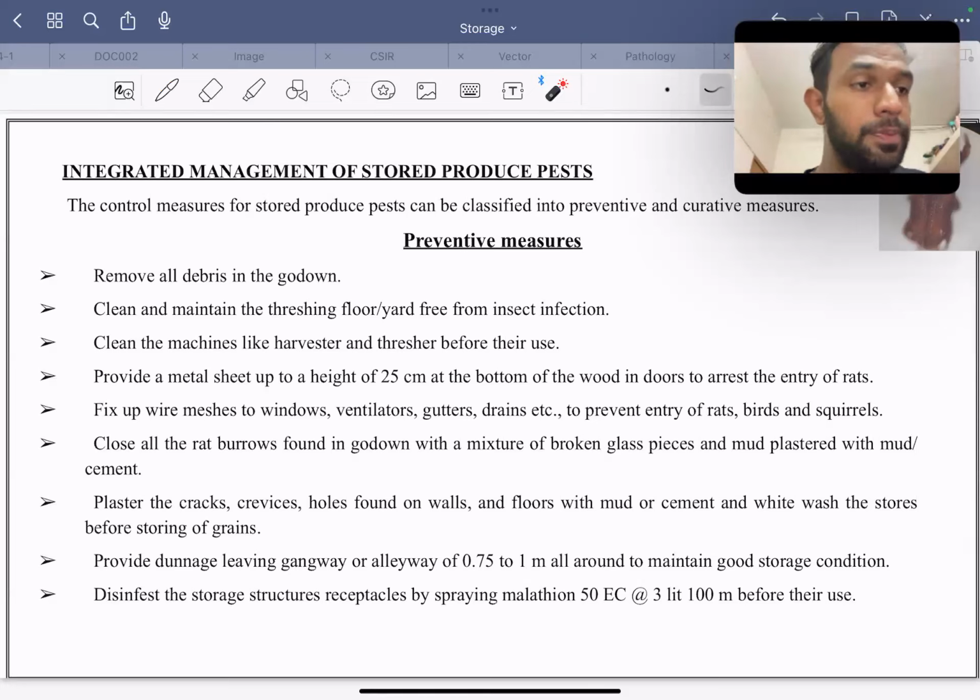Also, you can use Malathion 50 EC at 3 liters per 100 meters before storage. This can be used as a disinfection solution for controlling the insect attack. Okay.